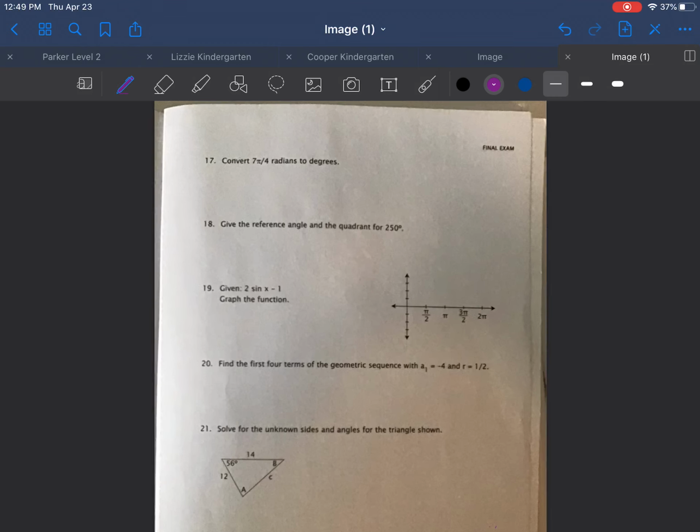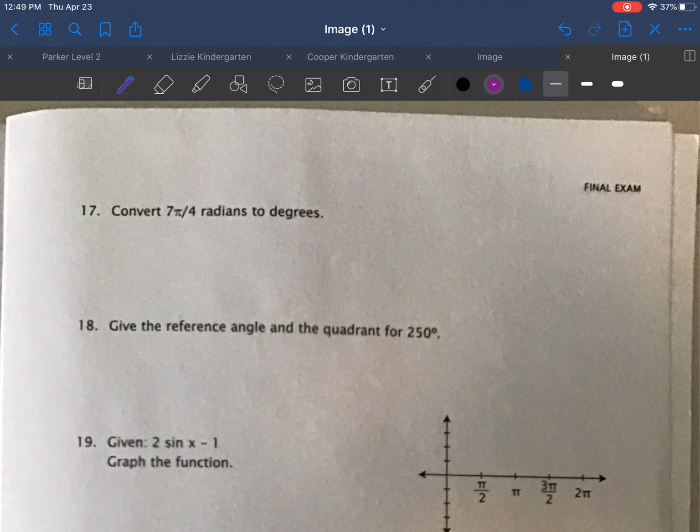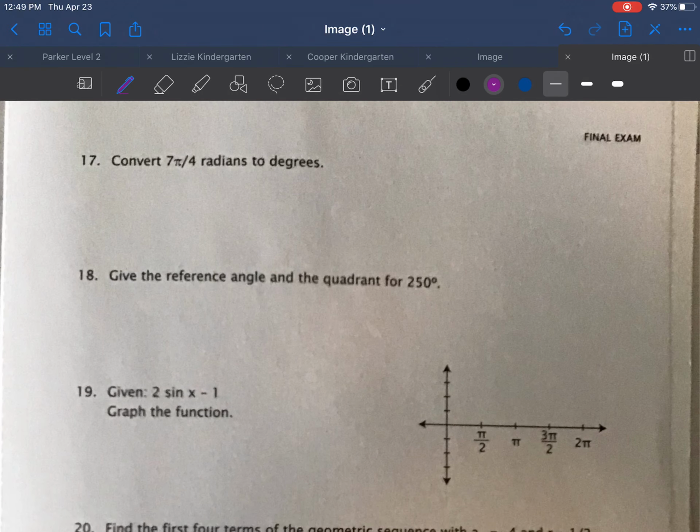Excellent. Number 17, we are going to convert radians to degrees. Again, this is another formula that is in the back of your book. So we're going to say 7 pi over 4 times 180 over pi. The pi's will cancel each other out. 180 over 4 reduces to 1 and 45. So now when we multiply across, 7 times 45 is 315. And there's just a 1 on the bottom, so 315 degrees. Or you can just look at your unit circle and figure it out.